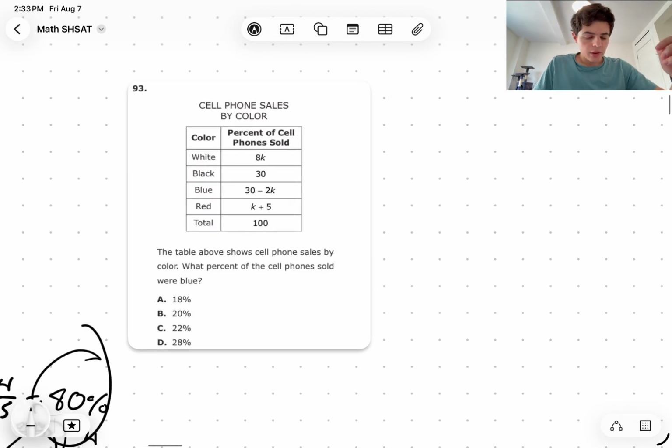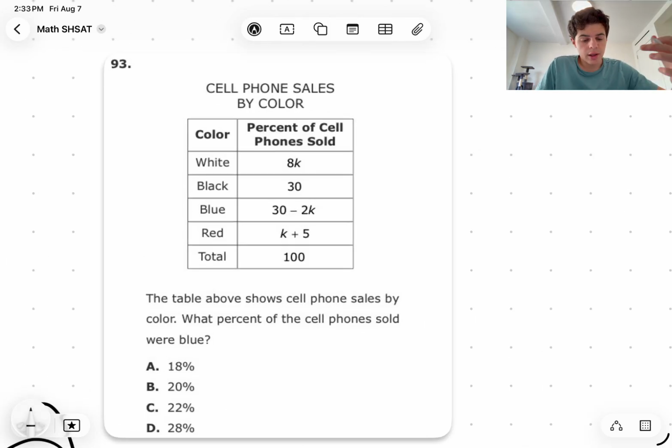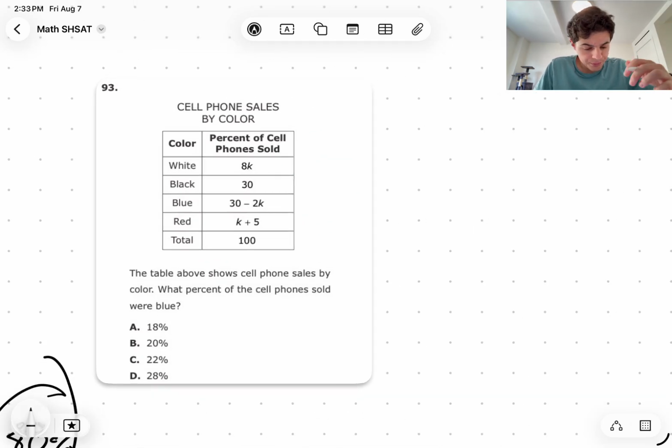Okay, and now we have our last question, cell phone sales by color. And then we have different colors and percent of cell phones sold. The table above shows cell phone sales by color. What percent of the cell phones sold were blue? Okay, well, one thing, again, similar to the other question we did with the percents, these need to add up to 100. And I mean, I guess they also tell you that here, total is 100.